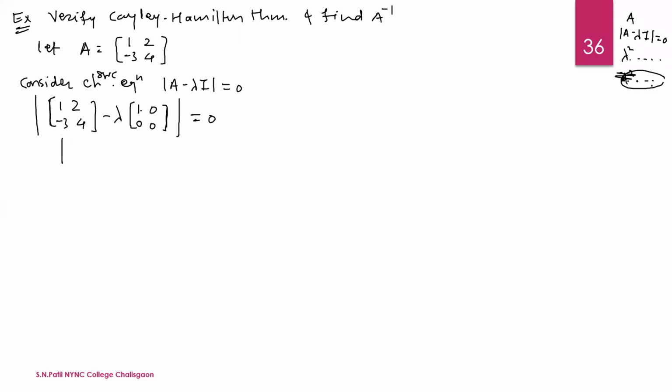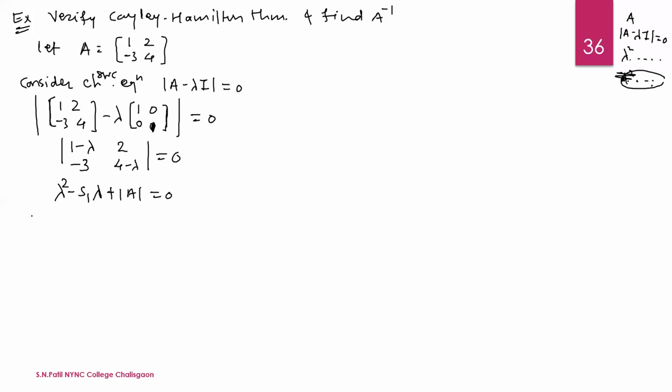So 1 minus lambda is multiplied here. Sorry, here 1. 1 minus lambda, 2 minus 0, that is 2, minus 3, minus 3, and this 0, that is minus 3, 4 minus lambda is equal to 0. Okay, so here instead of solving this determinant, I am putting the formula lambda square minus s1 lambda plus determinant is equal to 0.